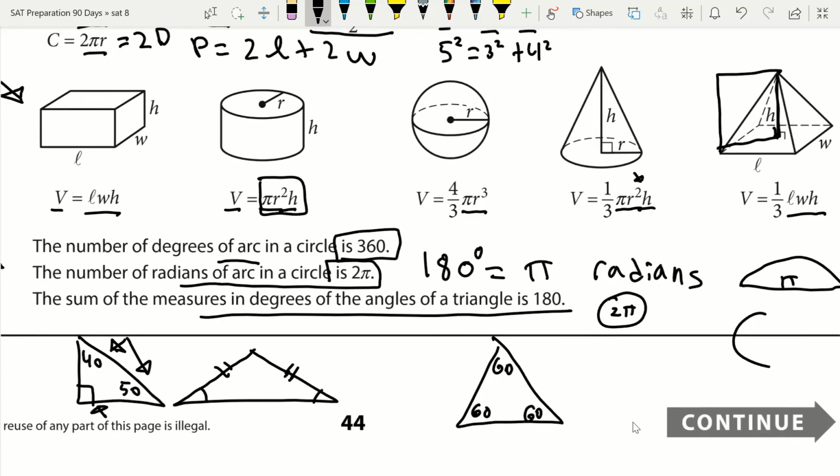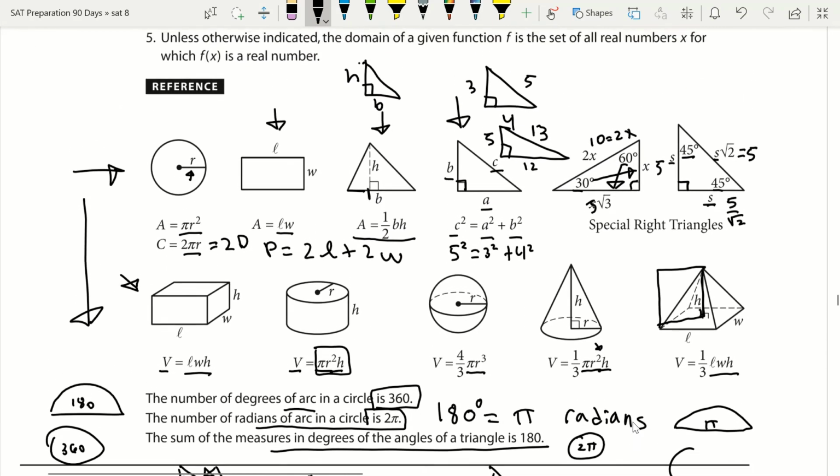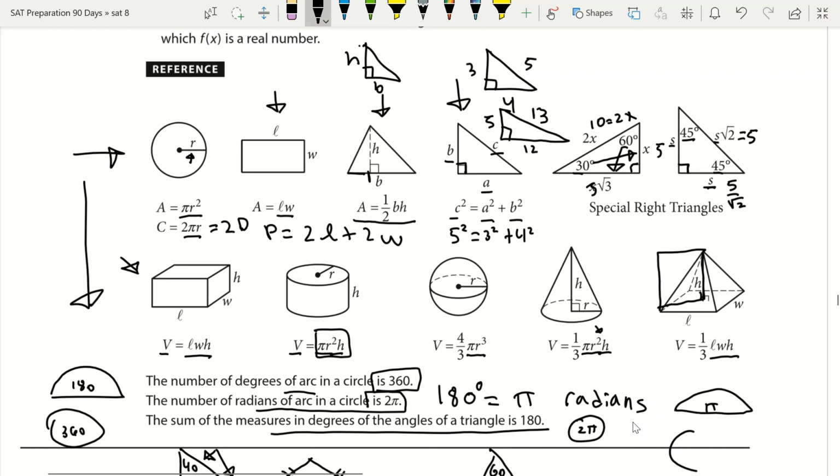All right, so that pretty much covers the review of the formulas on the reference sheet for the math no calculator and the math with calculator sections. Hopefully this was a helpful review. If you already understand this and have it memorized, that is perfect. That's what you want to have going into the SAT.